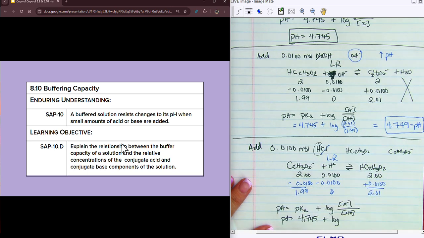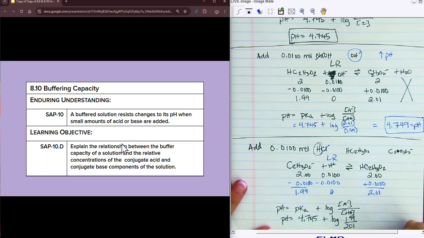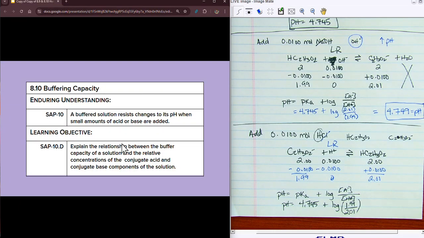What's going on here? Who is the acid in this? The acid in this scenario is this, the weak acid. It's the acetic acid, 2.01. That's my denominator. And then who's the conjugate base of this acid? That's the acetate, 1.99. It's almost a ratio of 1, but it's a little less than 1.